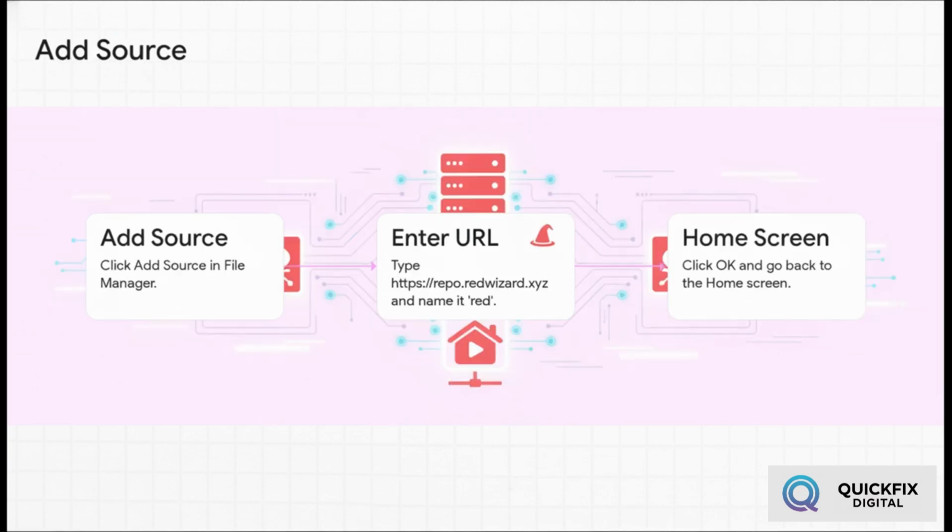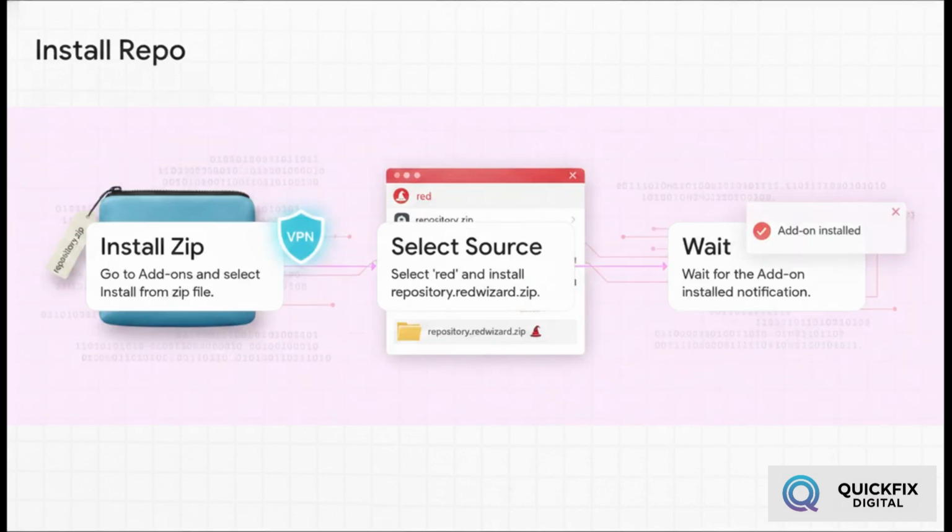Phase 2 is where we connect your system to the Red repo. Inside the file manager, click Add Source, and then very carefully type in this URL, https://repo.redwizard.xyz. Take a second to double check for typos here because that is a super common trap. Give it a simple name, something like Red, click OK, and then back all the way out to your main home screen.